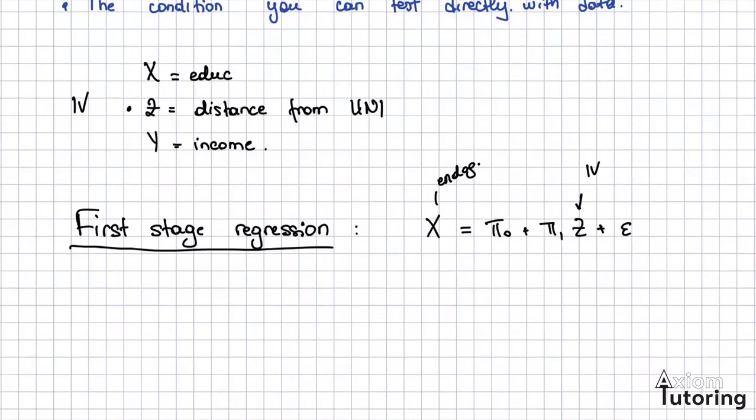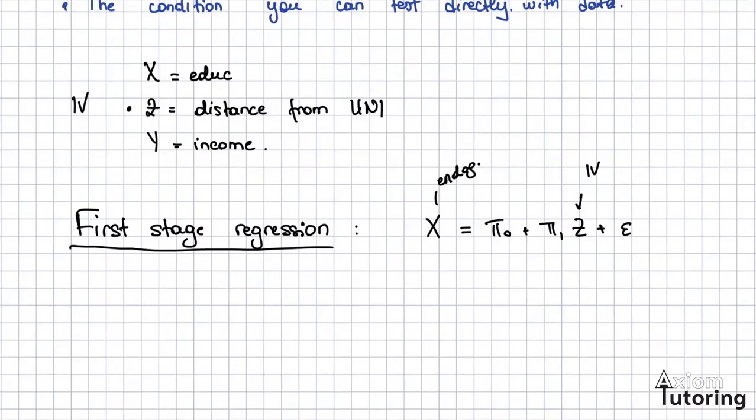The name first stage, and you'll see the big picture in a few other videos, comes from the fact that the instrumental variable method, or more largely what we will call the 2SLS method, has two stages. This is stage one, before we ever touch the y. We'll see the full two-stage procedure in a later video.